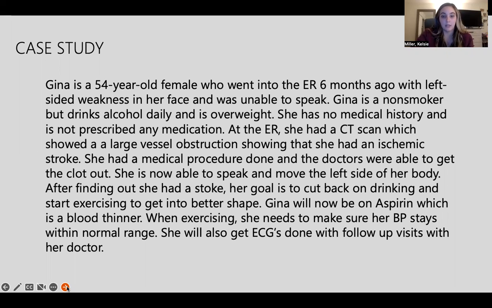After finding out she had a stroke, her goal is to cut back on drinking and start exercising to get in better shape. Gina will now be on aspirin, which is a blood thinner, and she'll get baby aspirin. When exercising, she needs to make sure her BP stays within normal range and watch taking the aspirin while exercising. She will also get ECGs done with a follow-up visit with her doctor every couple months.